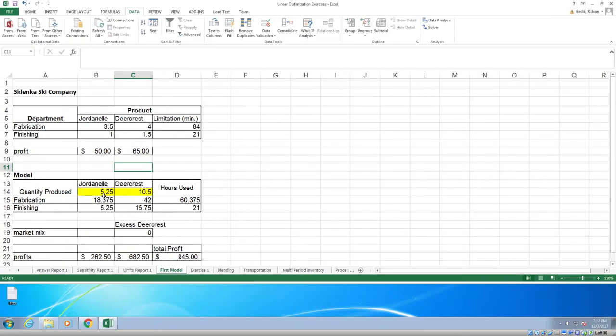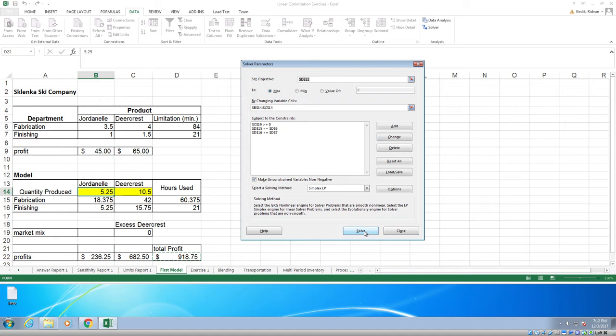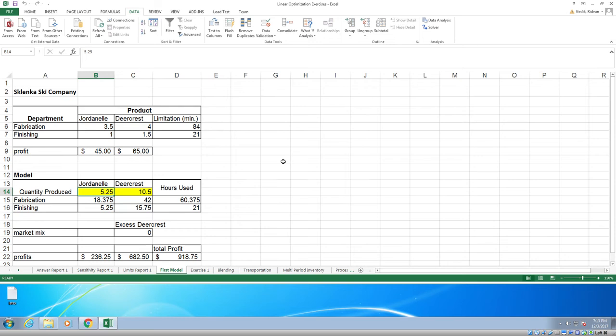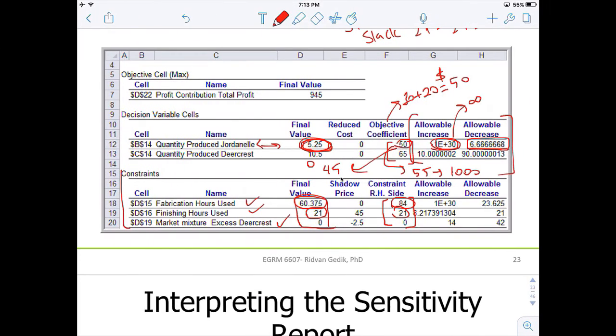Well, let's do that. Let's make this 45. Let's see whether this 5.25 is going to change at the optimal solution or not. Click solve. As you can see, it did not change. Remember, the total profit changed because we changed the profit per Jordan L, but the total amount we produced at the optimal solution for Jordan L has not changed. And again, we would have known this if we looked at the sensitivity report only, right? So it's right there. Very useful information.